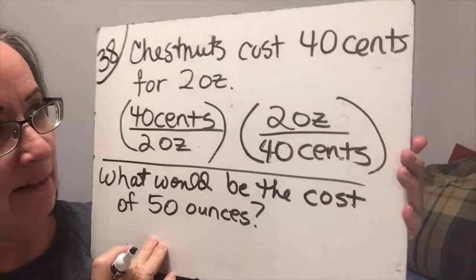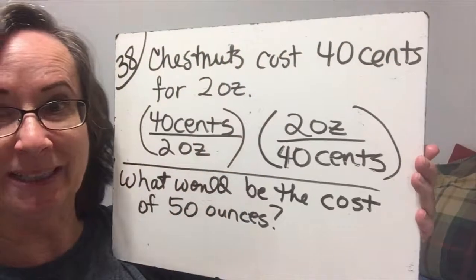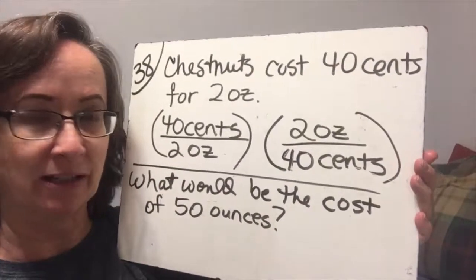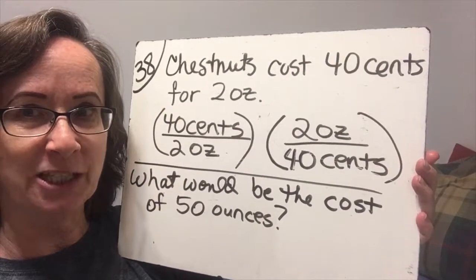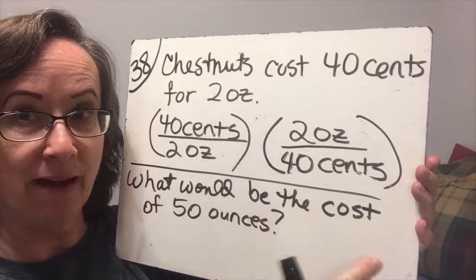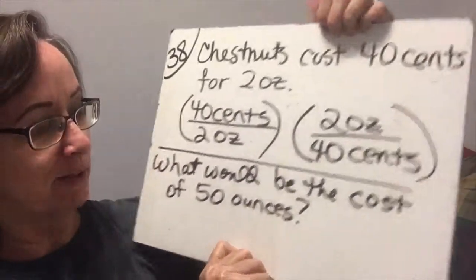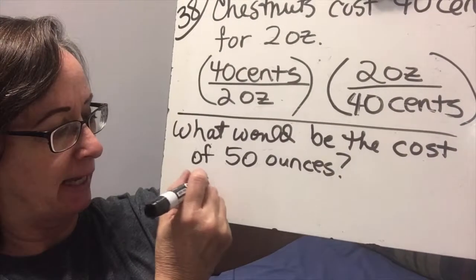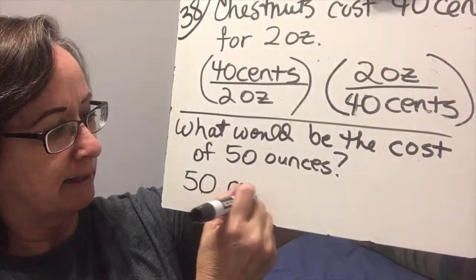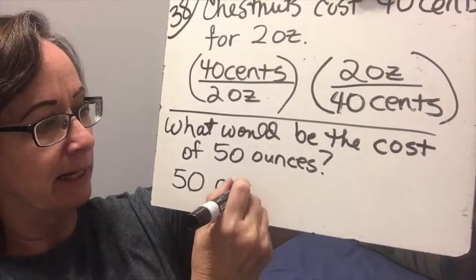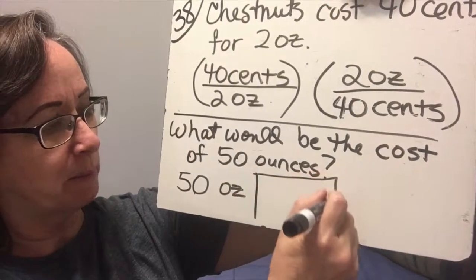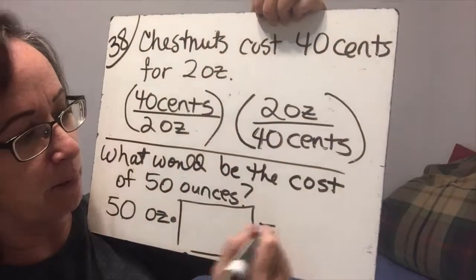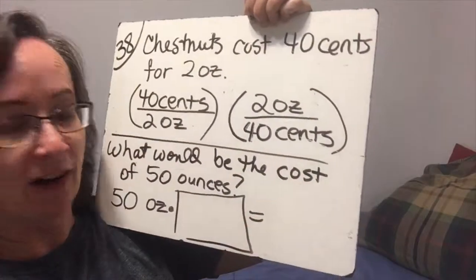All right, now let's notice. This part of the board did not change at all. The only thing that changed was the question. So we want to change what comes out of the problem, and now we have a different input. Now the input into the problem is 50 ounces. Okay, it's going into the problem, and then we're going to multiply by a rate. And out of the problem, we want cost.